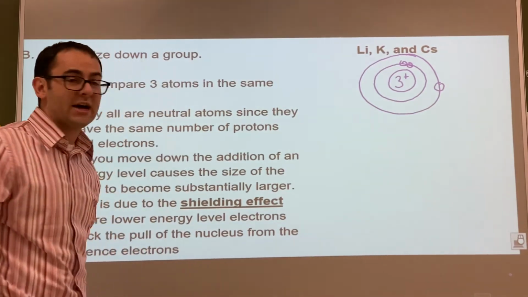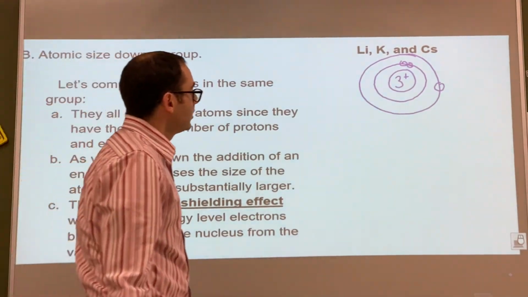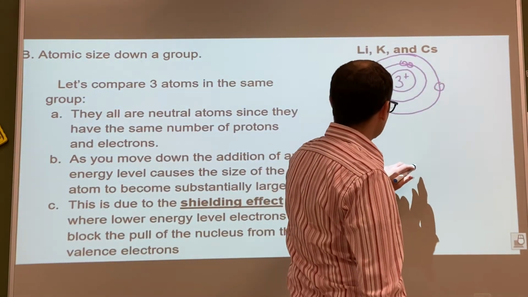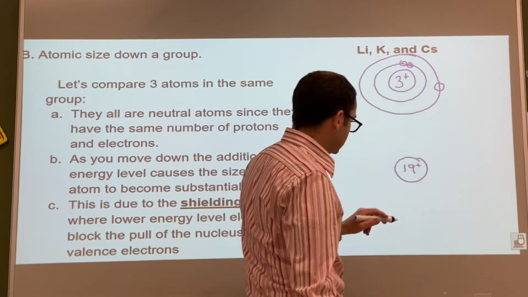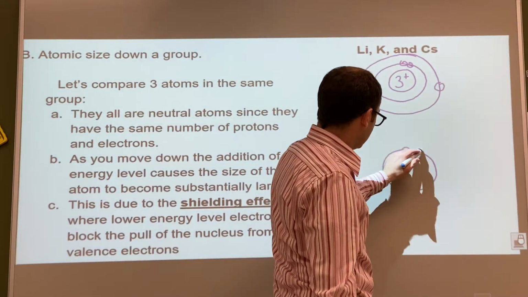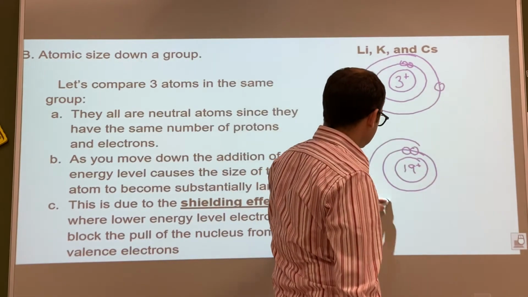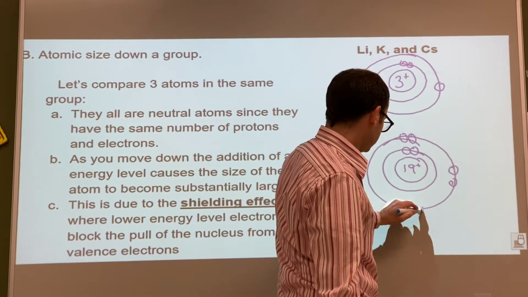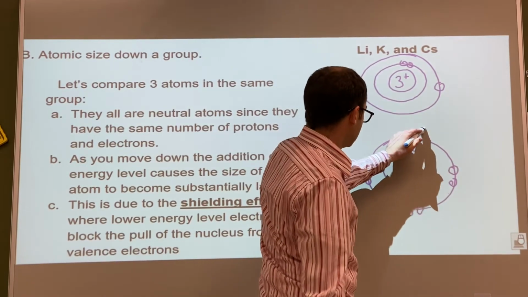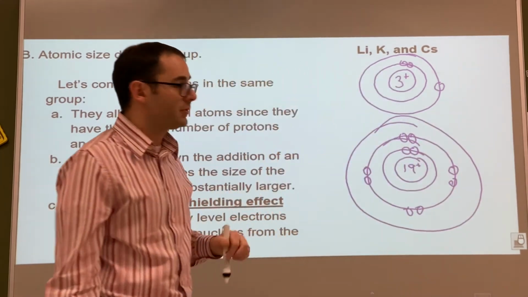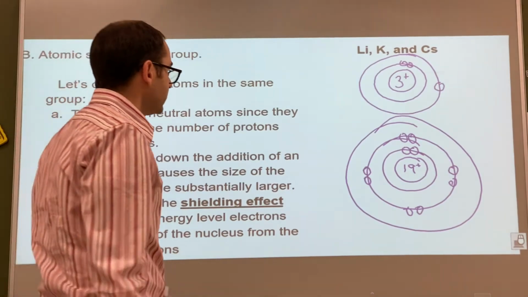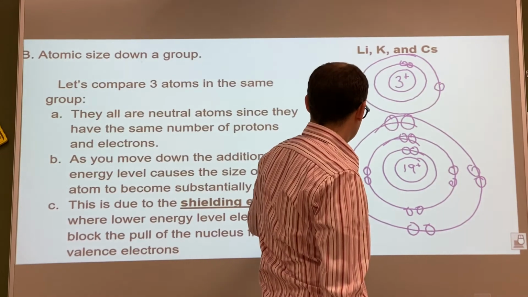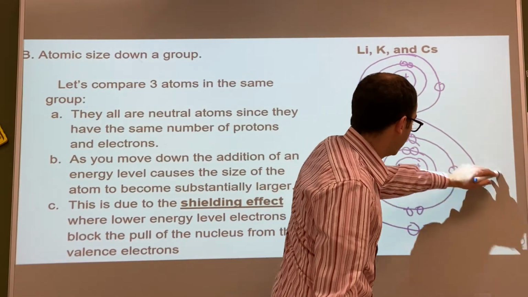Okay. What about potassium? It's got a lot, right? It has 19. So that means its nuclear charge is 19. First energy level has 2. Second energy level has 8. That's 10, right? So if that's 10, we need 19. Another energy level would bring it up to what? 18. And then we need one more, right?